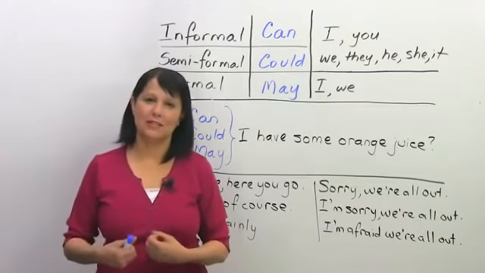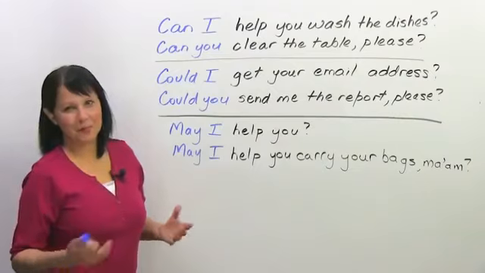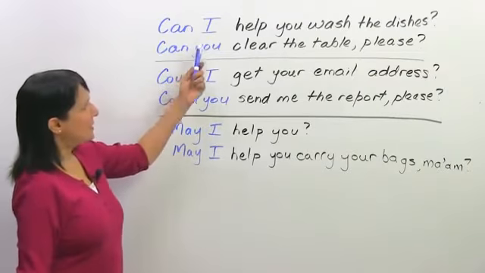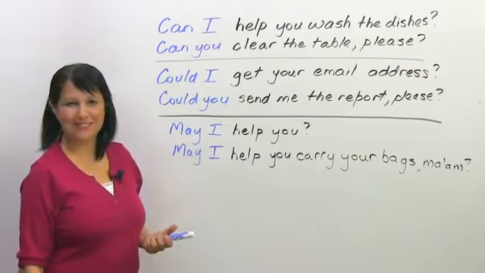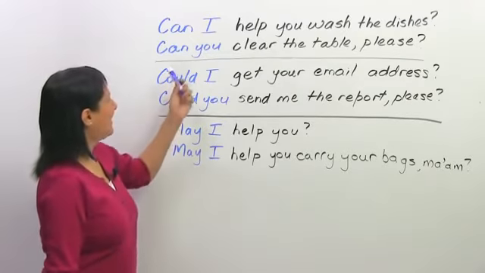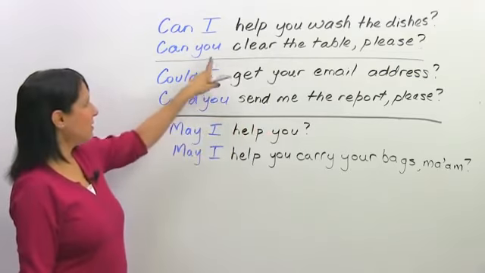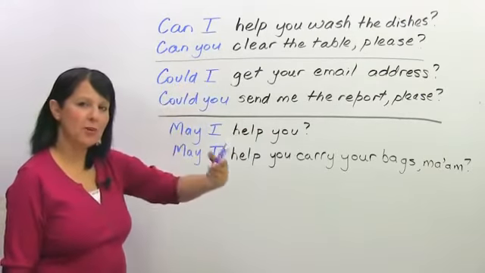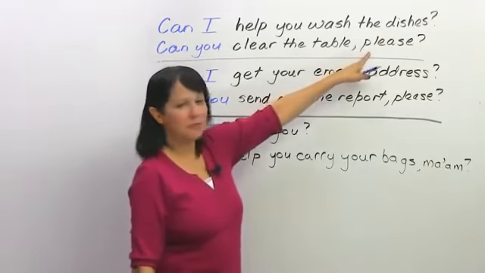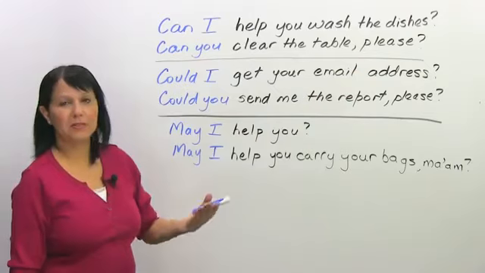So now let's look at some more examples. Informally, we could say, can I help you wash the dishes? That would be a really nice thing to say to someone. Or, can you clear the table, please? Now you see here, because I'm requesting something of someone else, it's perfectly nice and fine to say please at the end. Can you clear the table, please?